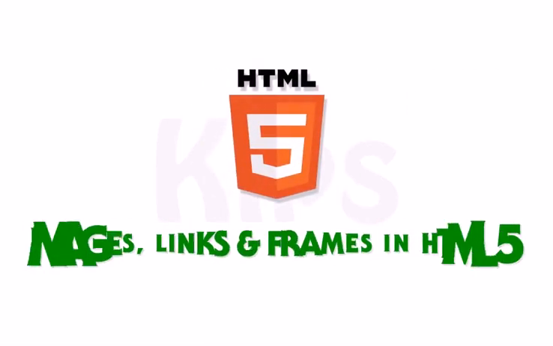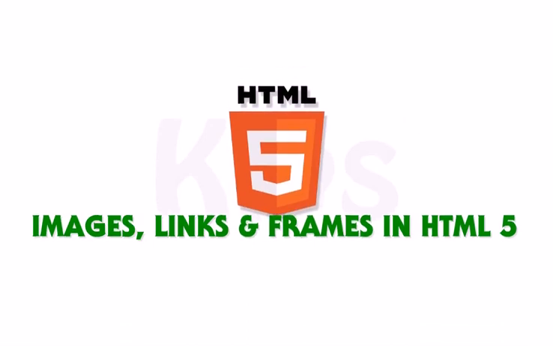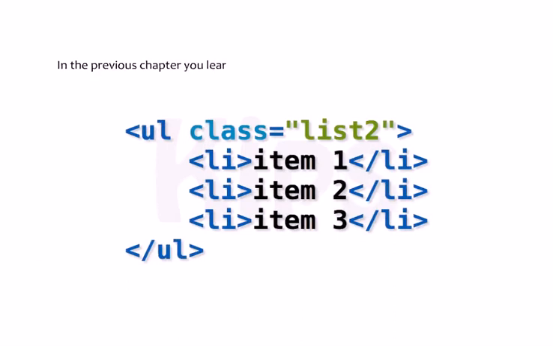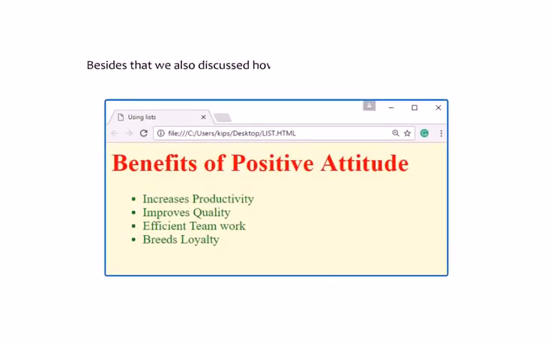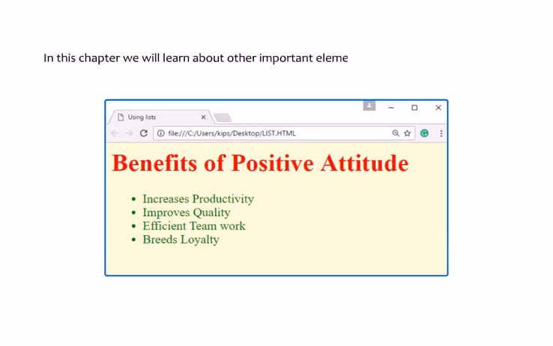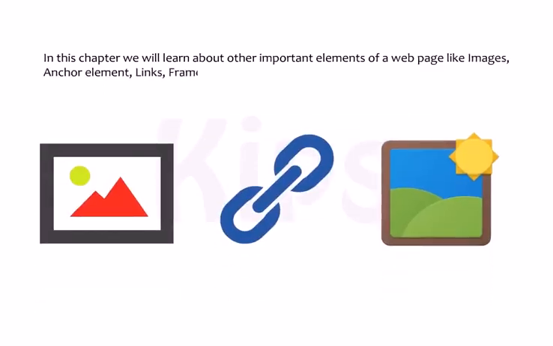Hello students, today we will learn about using images, links and frames in HTML5. In the previous chapter you learned about various types of lists and their properties. Besides that, we also discussed how to present data in a tabular format. In this chapter we will learn about other important elements of a web page like images, anchor elements, links, frames, etc. Okay, first let us start with inserting images.